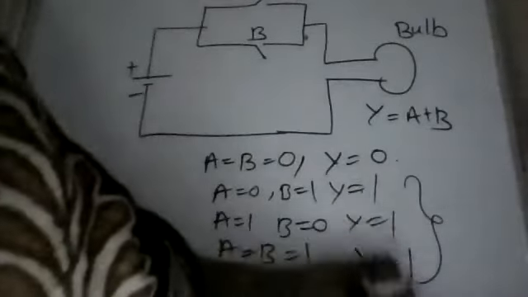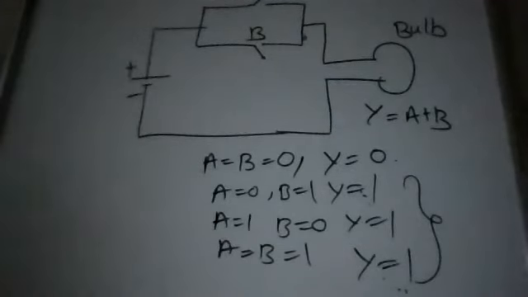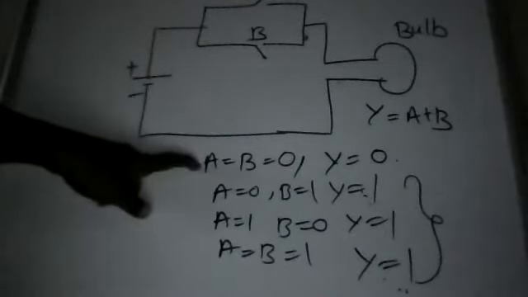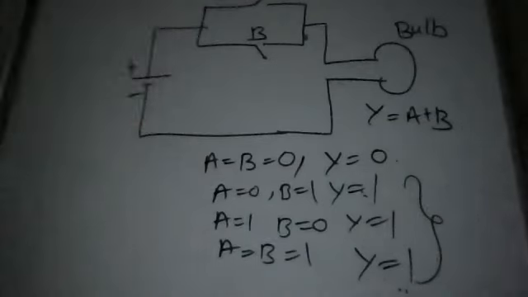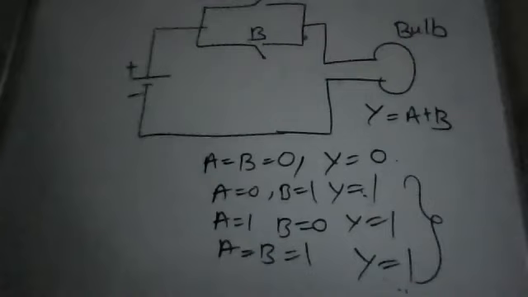From this table, in these three conditions Y equal to 1, that means in this circuit the bulb will be in on condition, or we can say the bulb will glow. Only in one condition the bulb will not glow. What is that condition? A equal to B equal to 0. That means A and B, both inputs, are in open condition.